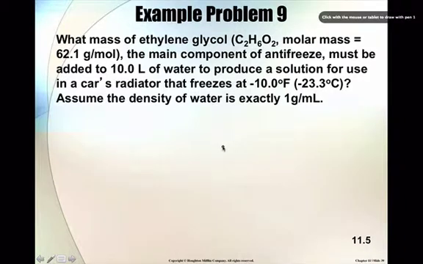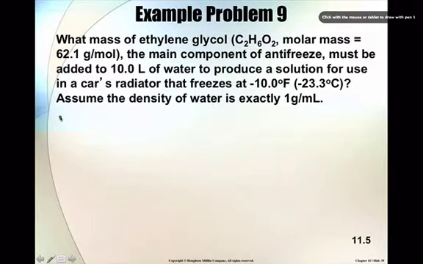Okay, our next example problem is using the freezing point depression. And it says what mass of ethylene glycol, and it gives us its molar mass, the main component of antifreeze, must be added to 10 liters of water to produce a solution for use in a car's radiator that freezes at -10 degrees Fahrenheit, which is the same as -23.3 degrees Celsius. And then assume the density of water is exactly 1 gram per milliliter.